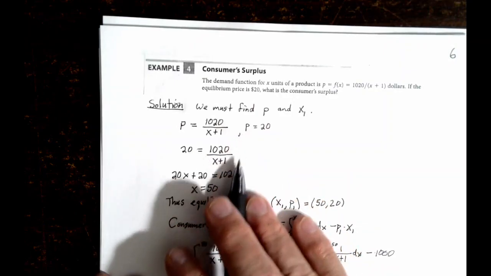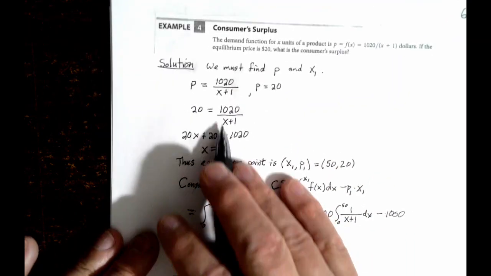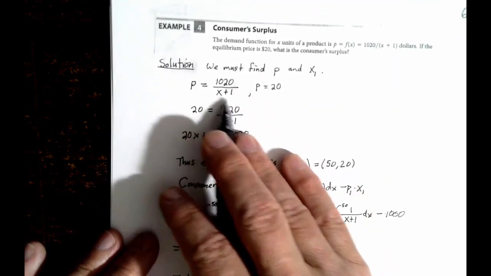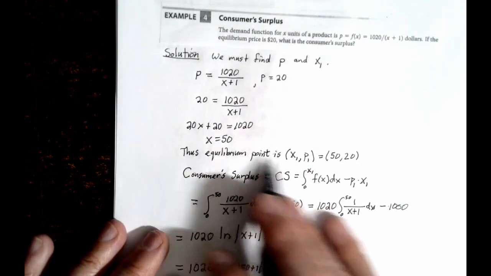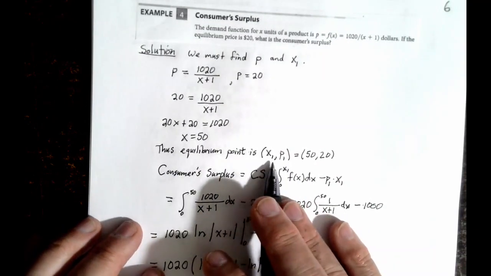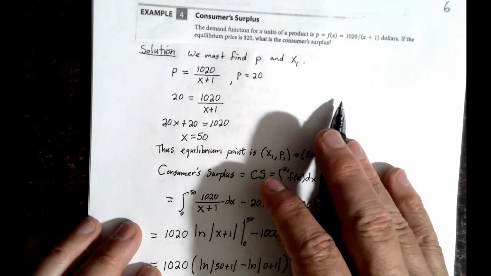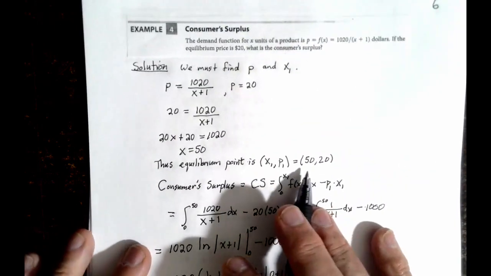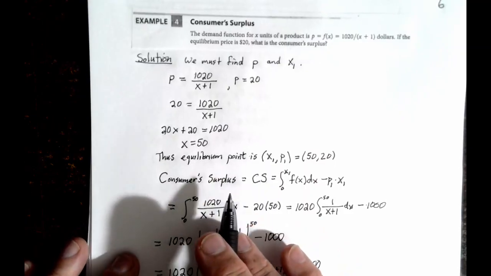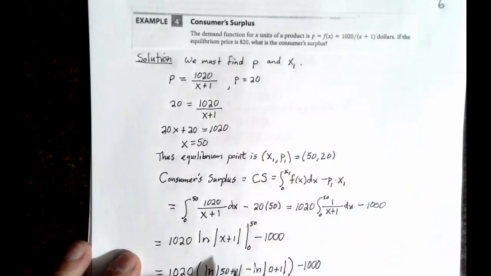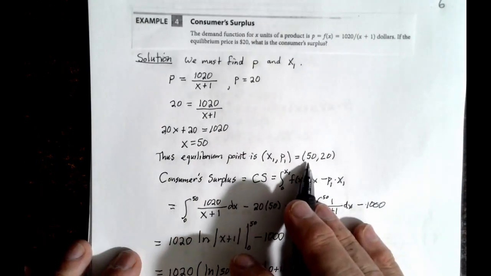So we know p, but we don't know x, so we have to find x1. You plug in 20 for p and solve it, and you get x is 50. So now you know your equilibrium point x1, p1 is 50, 20. They gave you 20 to start with in the question, and we calculated 50 by plugging 20 into the function itself. Alright, so now we've got our x and our p.